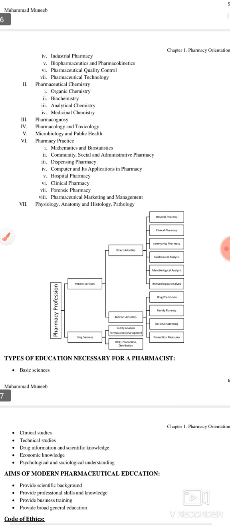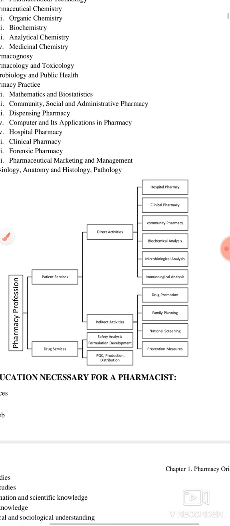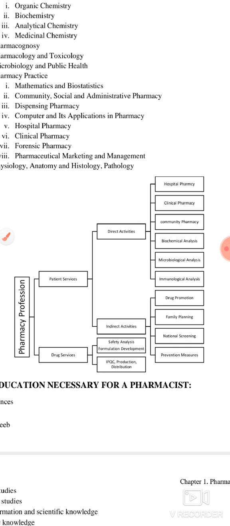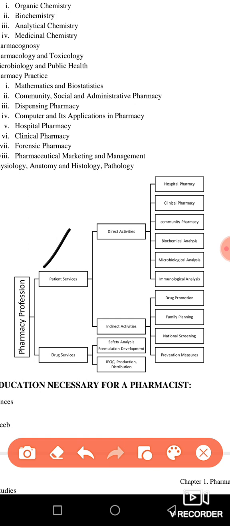Here is the graph, and this graph directly shows you what kinds of things are included in pharmacy. Pharmacy deals with the patient and also provides drug services. It also deals with the formulation of drugs, and it also directly faces the patients. So it has two kinds of roles.